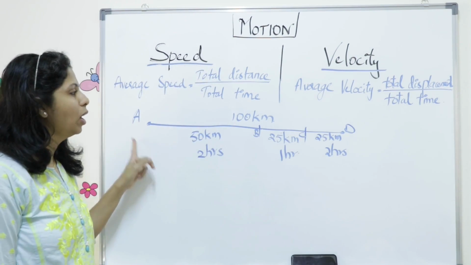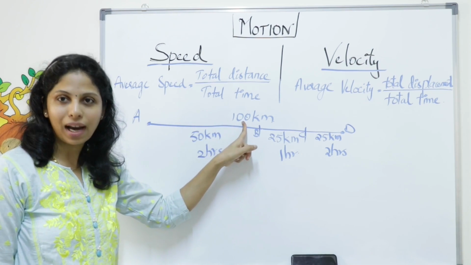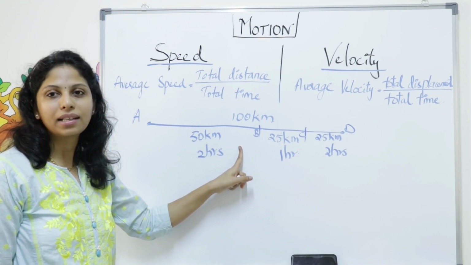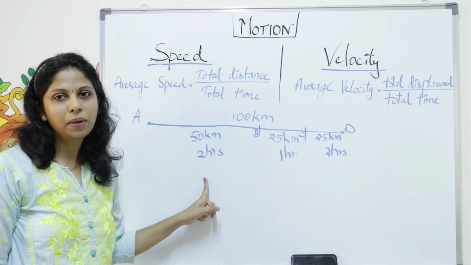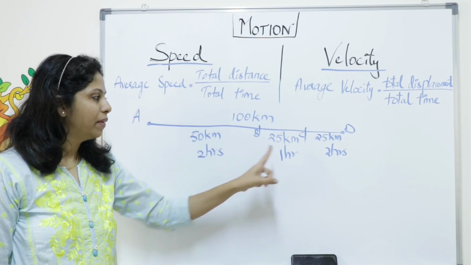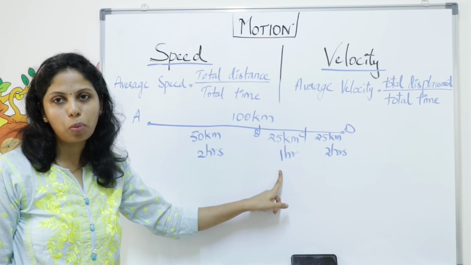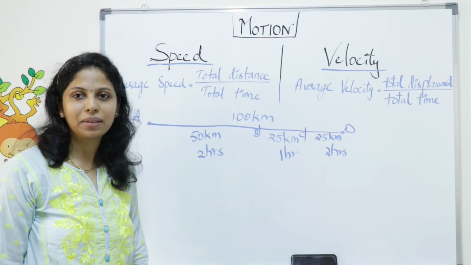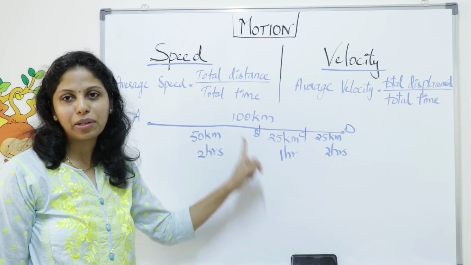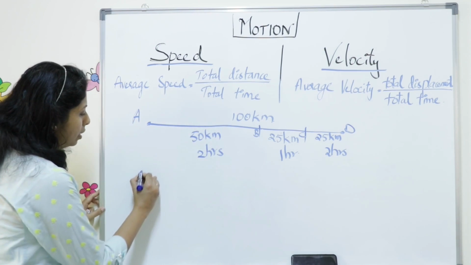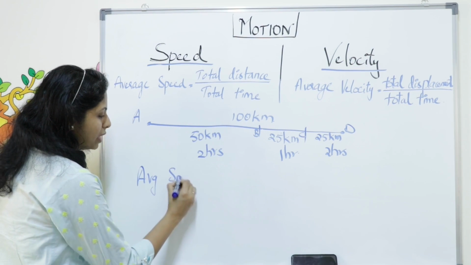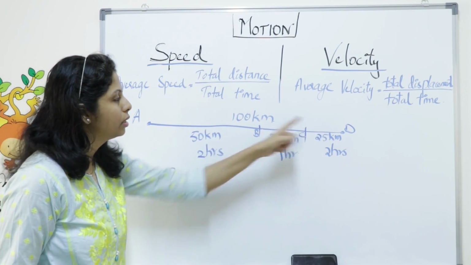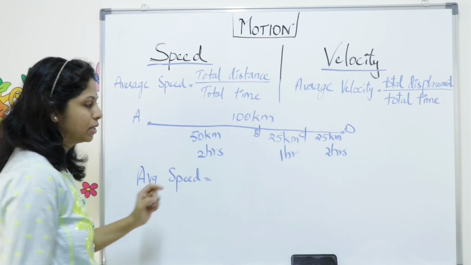So what has that object done? The object has traveled a distance of 100 kilometers at different speeds. Initially, it traveled 50 kilometers in 2 hours, whereas next it traveled 25 kilometers in 1 hour, and the next 25 kilometers it has taken 2 hours to complete. So with this example, let us calculate the average speed. By definition, what is average speed? Average speed is the total distance. What is the total distance? Total distance is 100 kilometers.